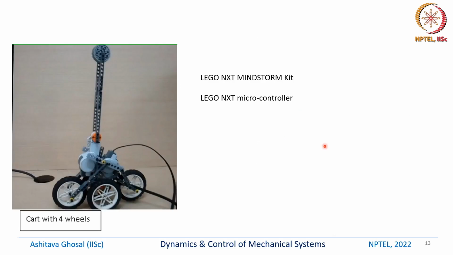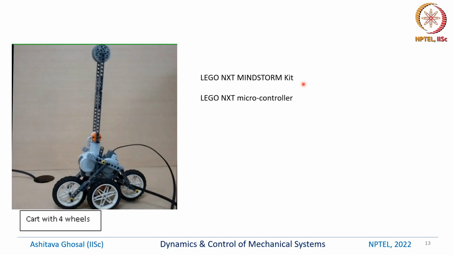So this inverted pendulum was built in the lab. In this case, in order to move it on the horizontal plane, we made a cart with 4 wheels. 4 wheels are slightly easier to move so that it doesn't tilt on the sides. So there are these 4 wheels which are driven by some motors. This inverted pendulum and cart was built using a Lego NXT Mindstorms kit.